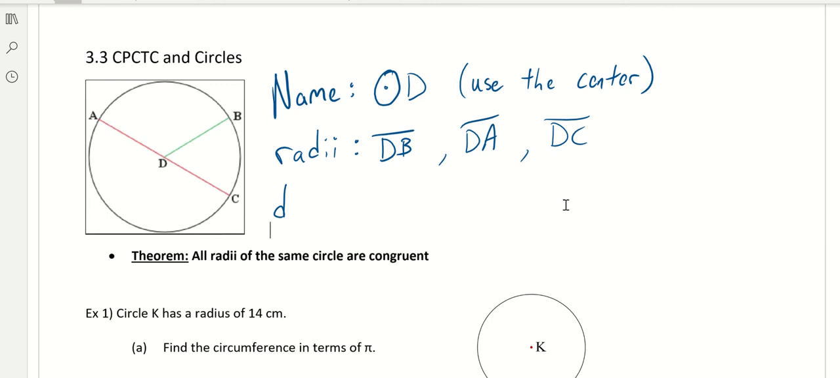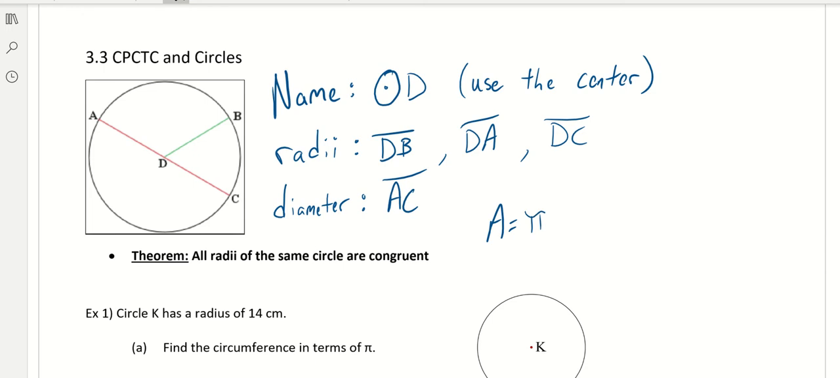The diameter is the segment that passes through the center and has endpoints on the circle. So the segment that passes through the center, so we're passing through point D, and has endpoints on the circle. So AC would be a diameter in this figure. There's only one that is shown, but much like the radius, there are an infinite number of diameters that exist here. We can find the area of a circle using this formula.